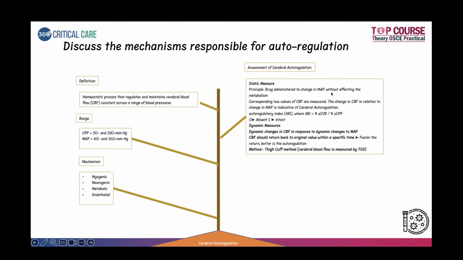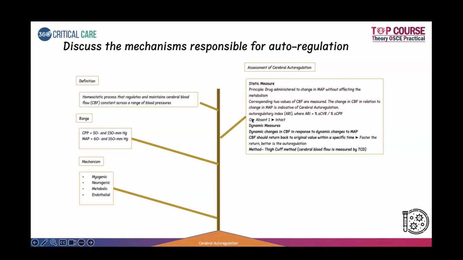So you get a baseline MAP of the patient and you infuse a drug to increase the blood pressure. Then after some time you measure another blood pressure. The corresponding two values of cerebral blood flow at the same time are measured. The change in cerebral blood flow in relation to the MAP is indicative of the cerebral autoregulation. We call it the autoregulatory index, or ARI. ARI is representative of the percentage change in cerebral vascular resistance to the percentage change in cerebral perfusion pressure.